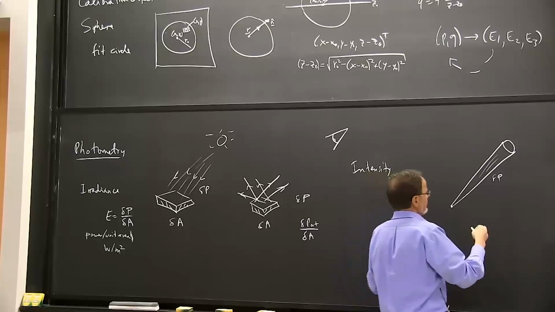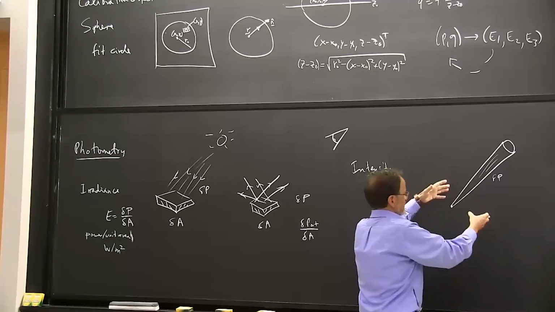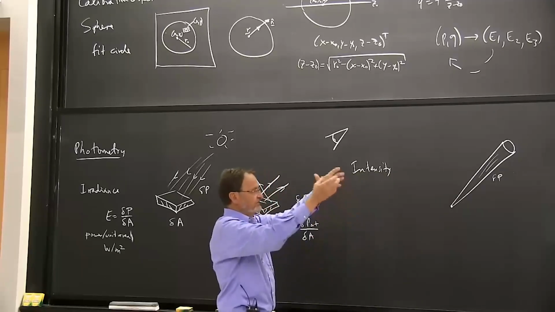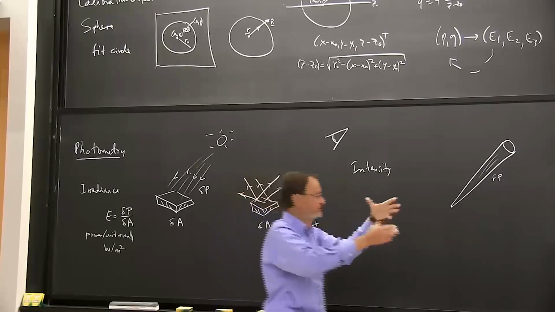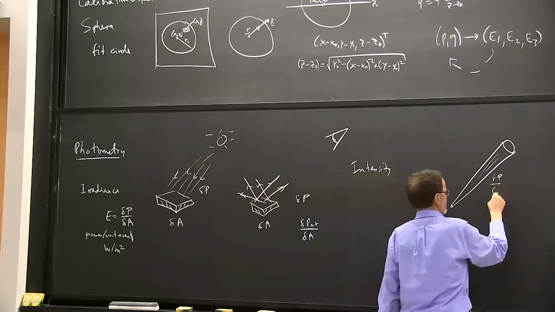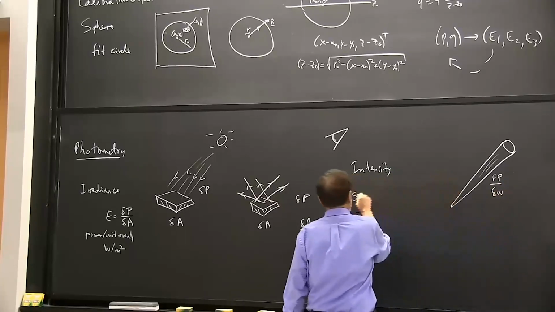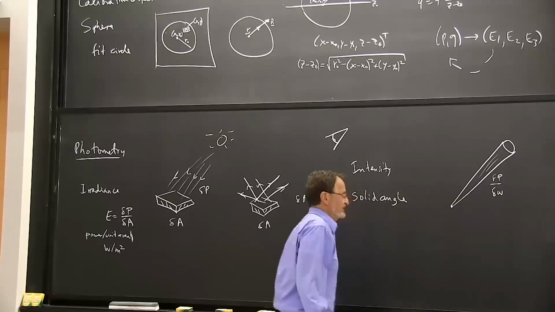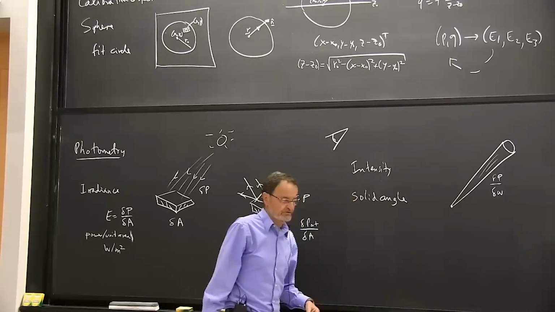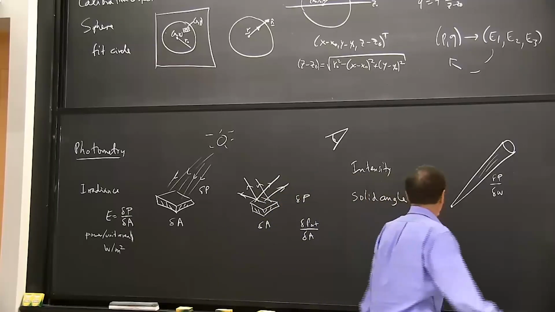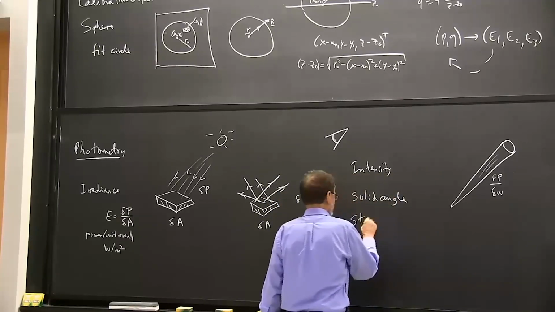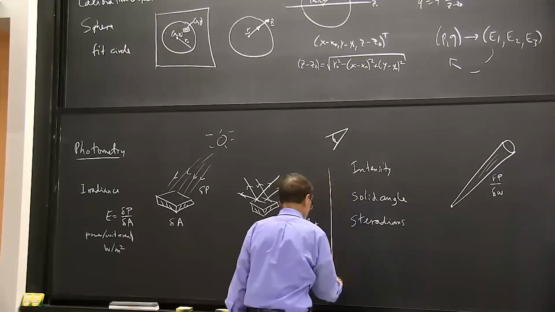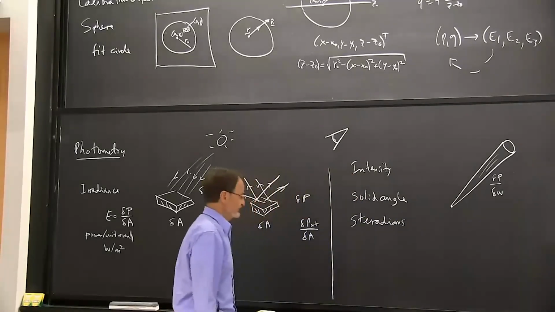And we need to normalize that. We need to take this cone of possible directions and somehow measure how big it is. So we have to define this measure, which is called the solid angle, and the units of which are steradians. In case you haven't come across it before, it's very simple.